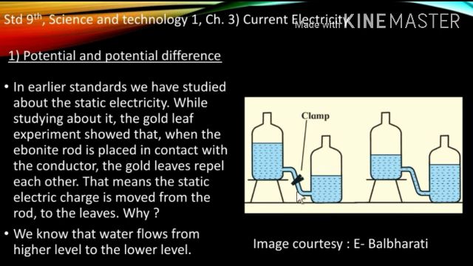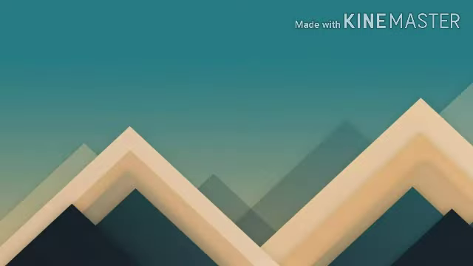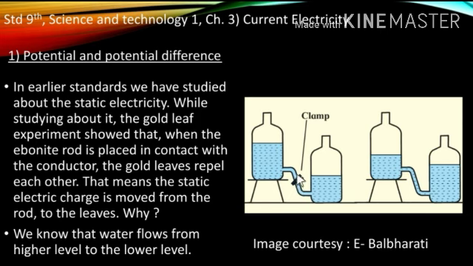Here one example is given in our textbook. The image is from the E-Balbharti textbook, and it shows two tanks attached with a rubber tube, and a clamp is used so that water flow is stopped. But if the upper tank is filled up with water and the clamp is released, then the water flows from the higher level to the lower level.